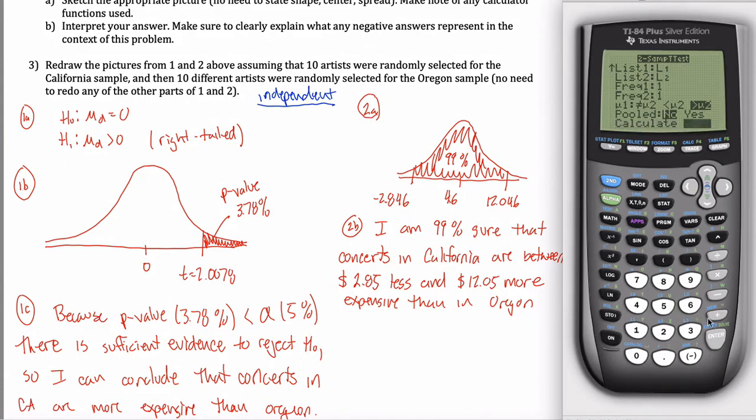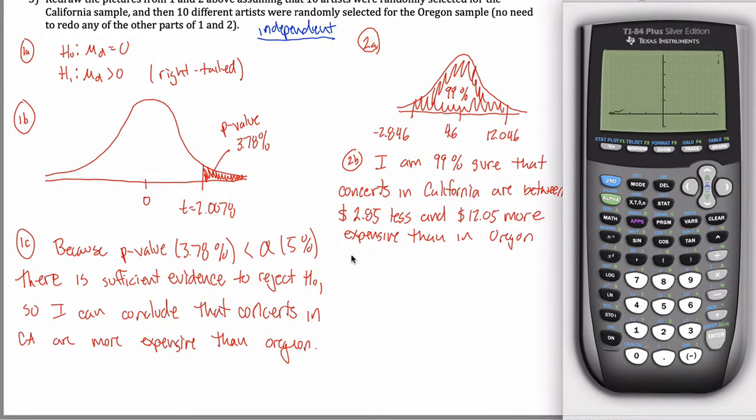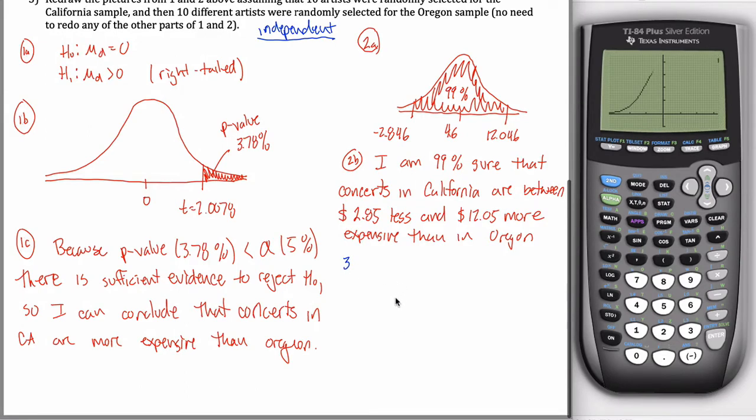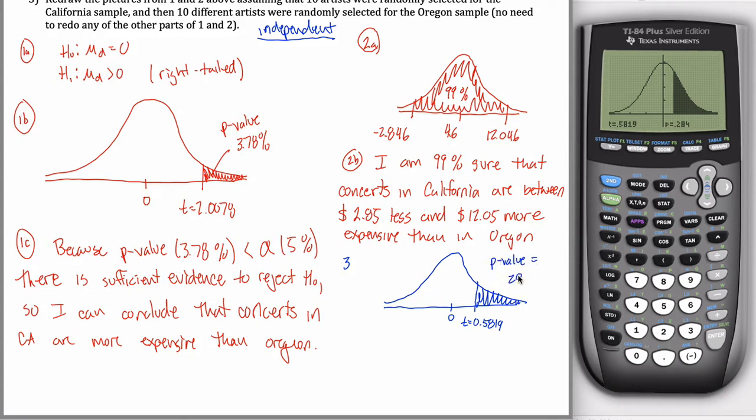And then I'll go and draw here. And it's going to draw my picture for me, and I got to make sure I include the test statistic and the p-value. So my test statistic was 0.5 something this time. T equals 0.5819. And I have this fairly large p-value of 28.4%. And I think that's sufficient for redrawing the hypothesis testing picture.